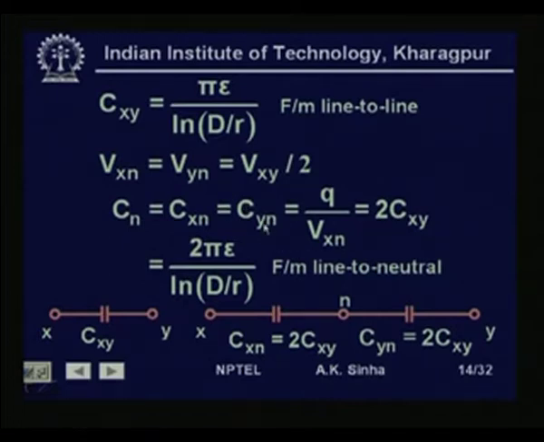So, Cyn or Cxn, which is equal to Cn, capacitance to ground for any of the two phase conductors, will be equal to 2 times Cxy. This is equal to twice pi epsilon divided by ln D by r farad per meter for line to neutral capacitance.